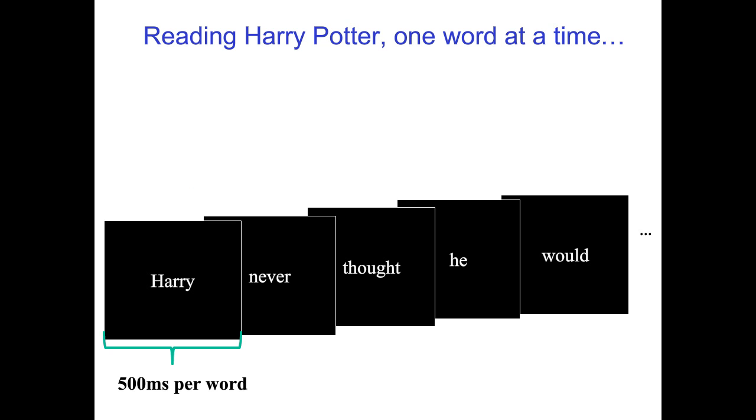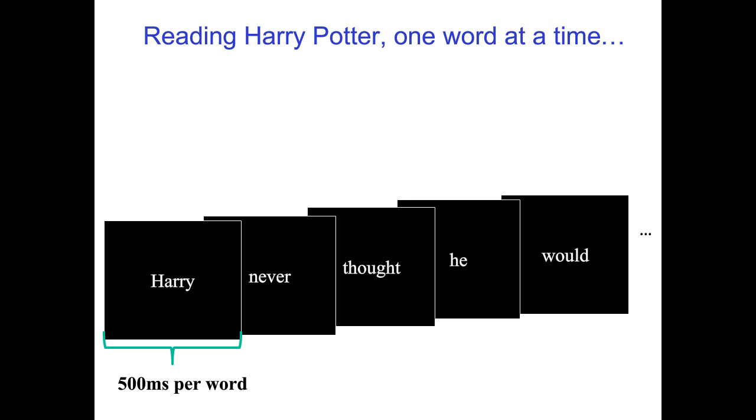She presented a chapter of Harry Potter, which took 35 minutes for people to read. She presented the story one word at a time. So here you see Harry would be on the screen for 500 milliseconds. Then it would be replaced by the next word and so forth. We did it this way so that we would know exactly down to the millisecond when each word was read by the person.